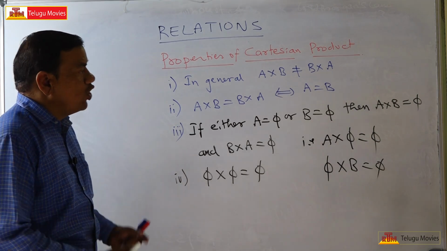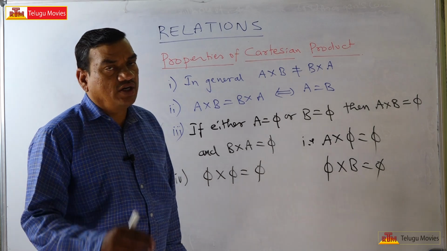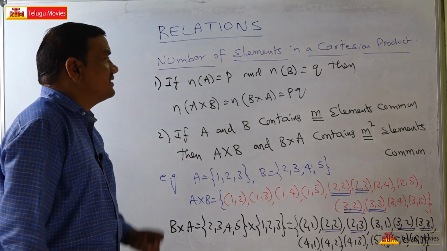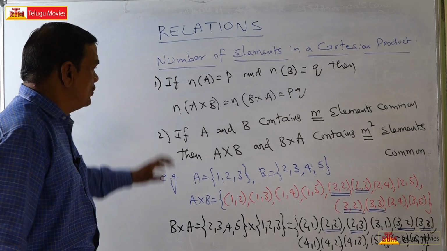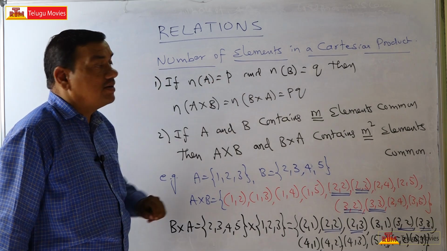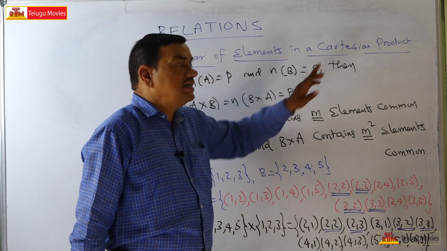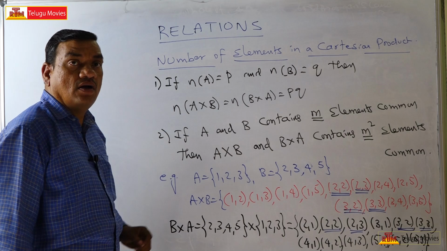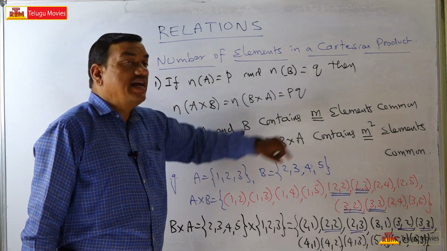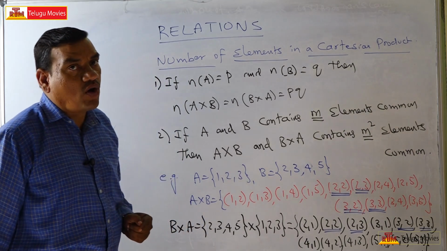Okay now? I hope that you understand this concept. So let us go for the next concept. Dear students, let us see the number of elements in a Cartesian product. Here A and B are two sets. Let A contain P number of elements and B contain Q number of elements. Then their cross products A cross B and B cross A contain P into Q number of elements.